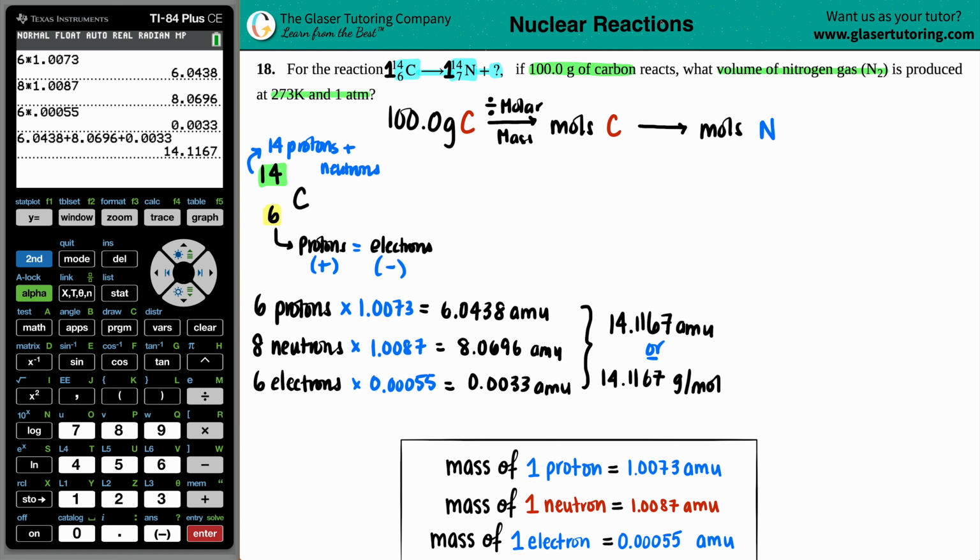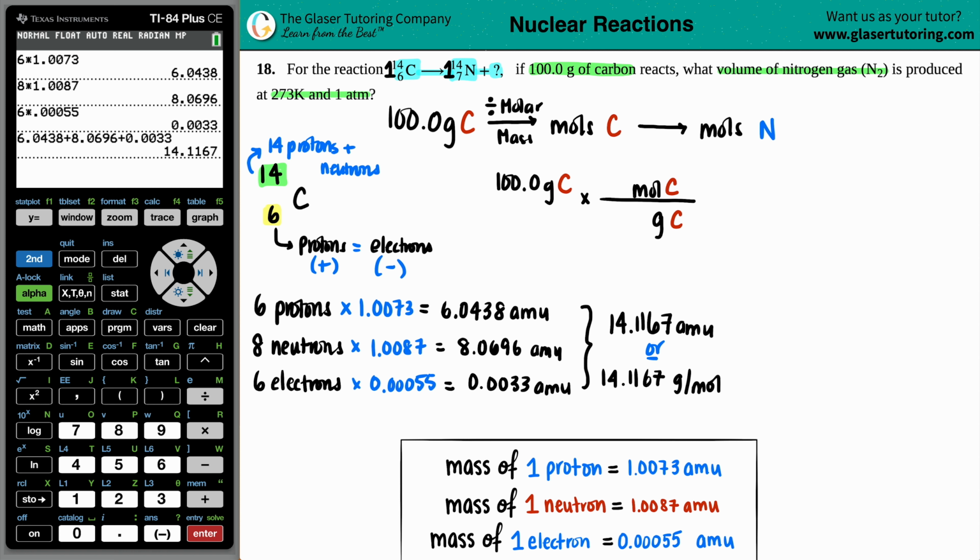So in this case, we're going to take our 100 grams of carbon. Maybe I'll put that in red. And if we want to do it the dimensional analysis way, we multiply by the ratio, with the grams of carbon on the bottom and the moles of carbon up on top.